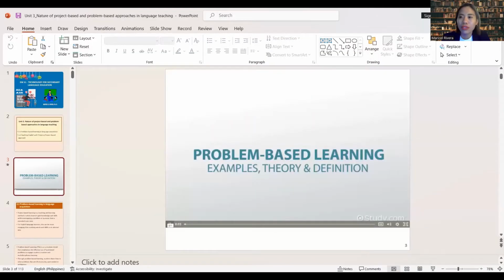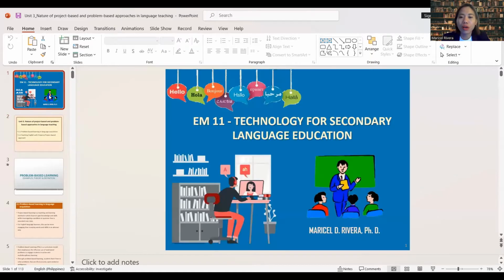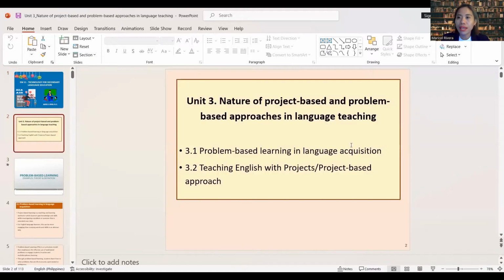Allow me to share my screen this time so we could access the PowerPoint presentation. Okay, so for Unit 3, we'll be talking about the nature of project-based and problem-based approaches in language teaching. Of course, this is still the same subject, EM11 technology for secondary language education.